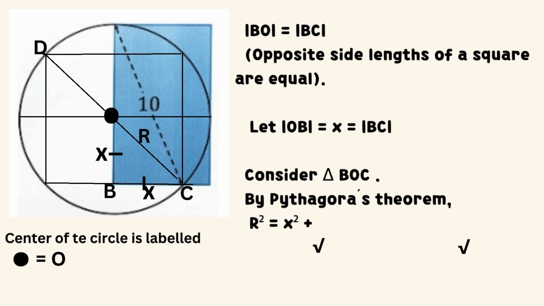Consider triangle BOC. By Pythagoras' theorem, the square of R equals the sum of the square of X and the square of X, which equals the product of 2 and the square of X. Take the square root of the equation and we have that R equals X times the square root of 2. Make X the subject of the formula. We have that X equals R divided by the square root of 2.